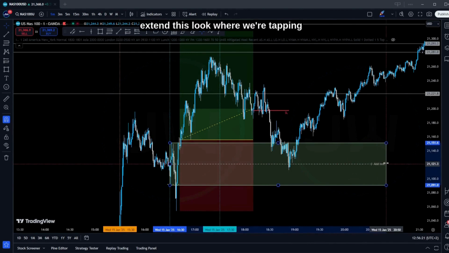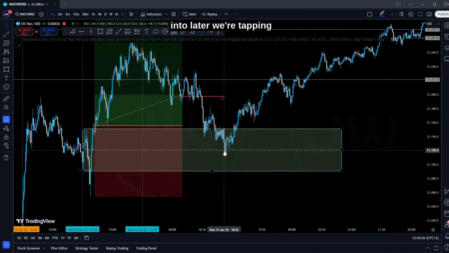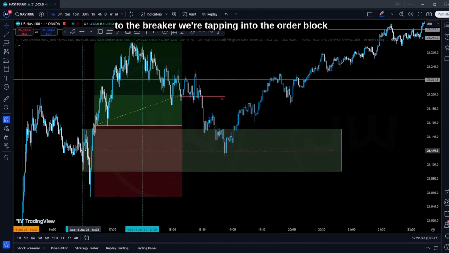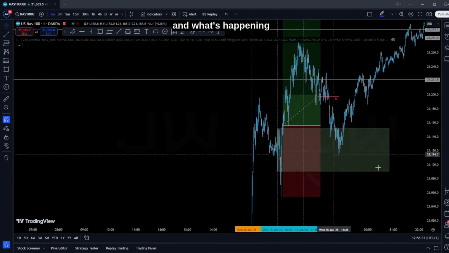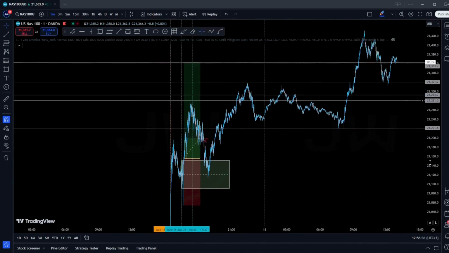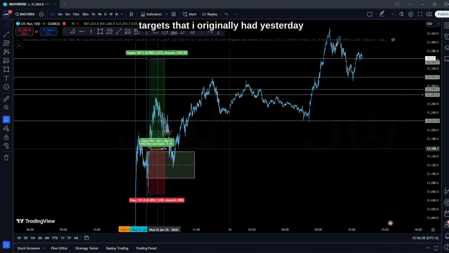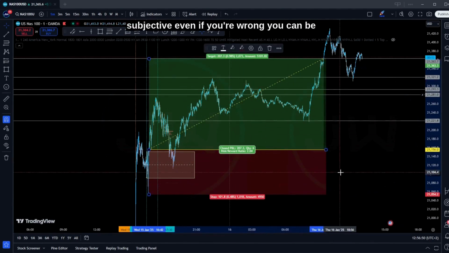I'm going to extend this. Look where we're tapping into later. We're tapping to the breaker. We're tapping into the order block. And what's happening today? We are reaching those targets that I originally had yesterday. Look at that. Trading can be very subjective.